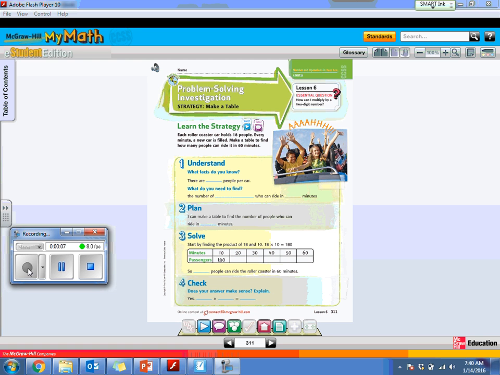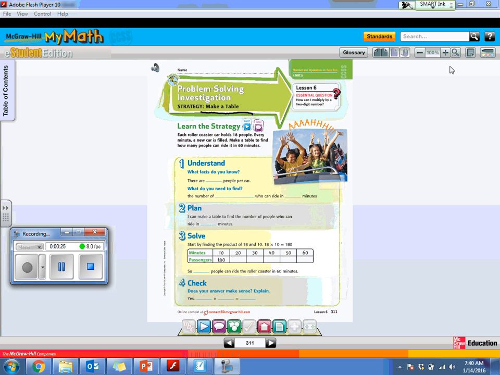Today, what we're going to work on is a strategy called making a table. Now, making a table is really important when we're problem solving because it helps us take a lot of numbers and put them in order and then figure out what the answers are based on that order. So let's go ahead and take a look at this roller coaster car.